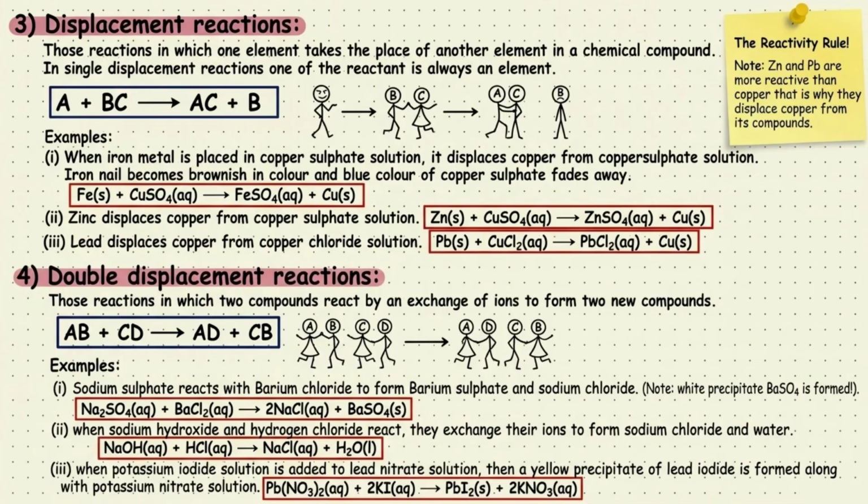Example 2. Sodium hydroxide and hydrogen chloride react to exchange ions. NaOH aqueous plus HCl aqueous yields NaCl aqueous plus H2O liquid. Example 3. Potassium iodide added to lead nitrate. Pb(NO3)2 aqueous plus 2KI aqueous yields PbI2 solid plus 2KNO3 aqueous. In this partner swap, a beautiful bright yellow precipitate of lead iodide is formed and drops out of the solution.